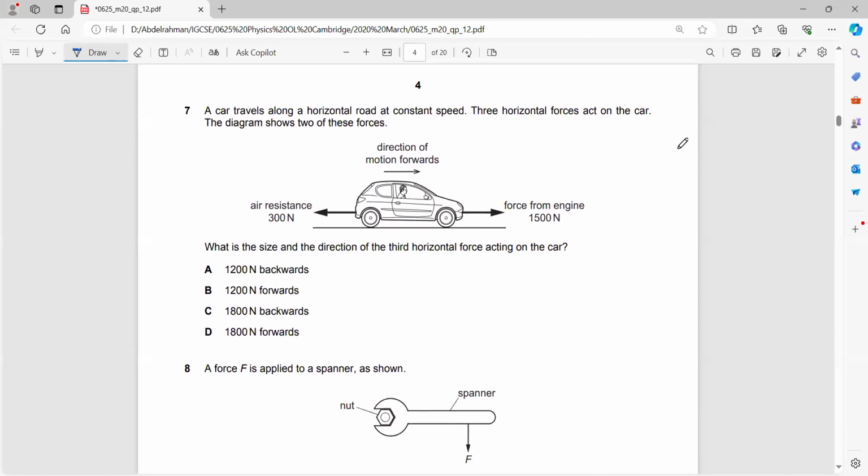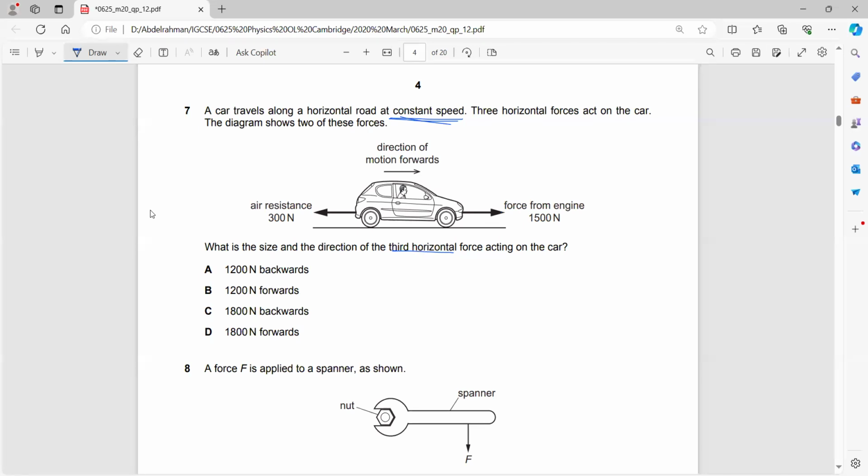Okay, question 7. A car travels along a horizontal road at a constant speed. This is the keyword: it's traveling at a constant speed. You have three horizontal forces acting on the car. What's the size and the direction of the third horizontal force? You have two forces already given, and we need the third force. What will the direction and the magnitude of the third force be?